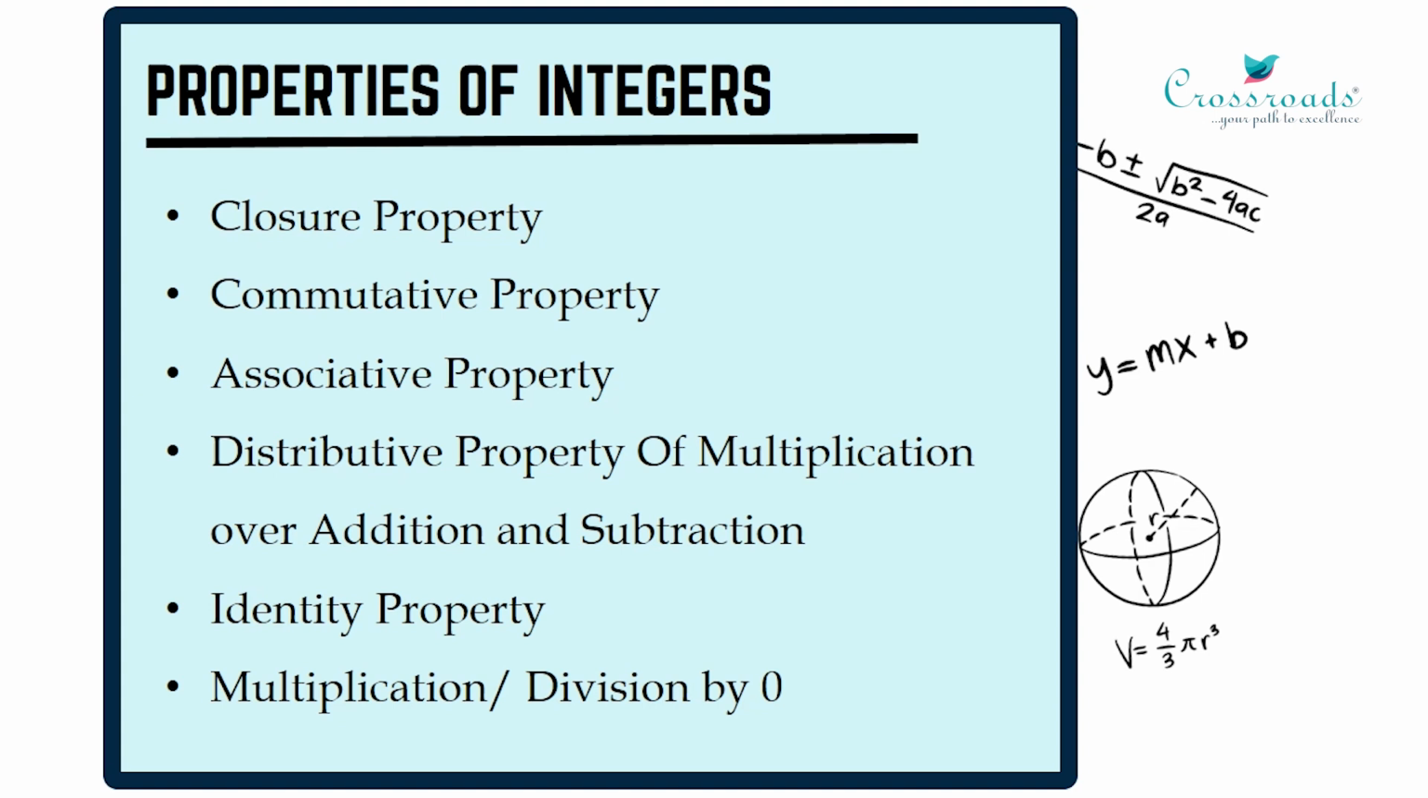Now, going further, distributive property of multiplication over addition and subtraction. As the name itself tells, this property is basically applicable only to multiplication. For example, I have a into b plus c. When I expand it, it becomes a into b plus a into c.